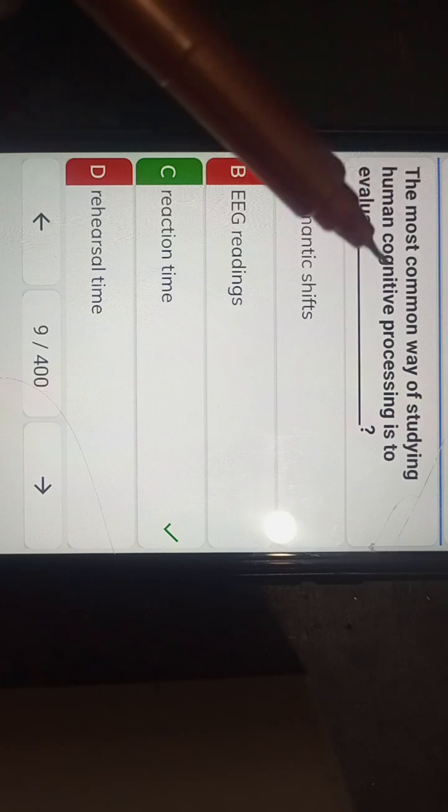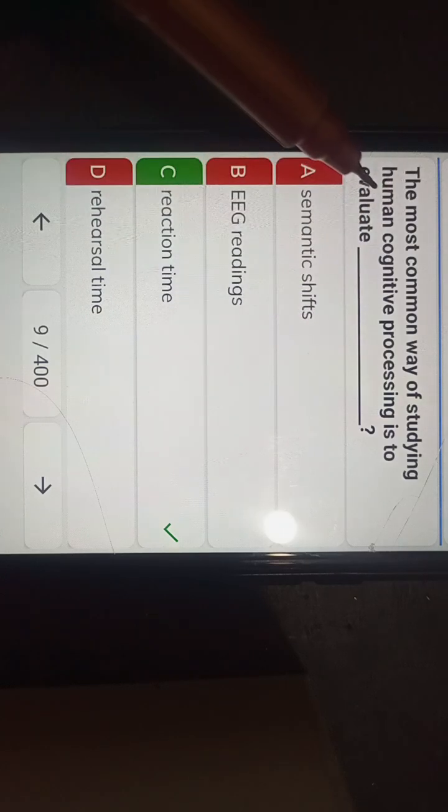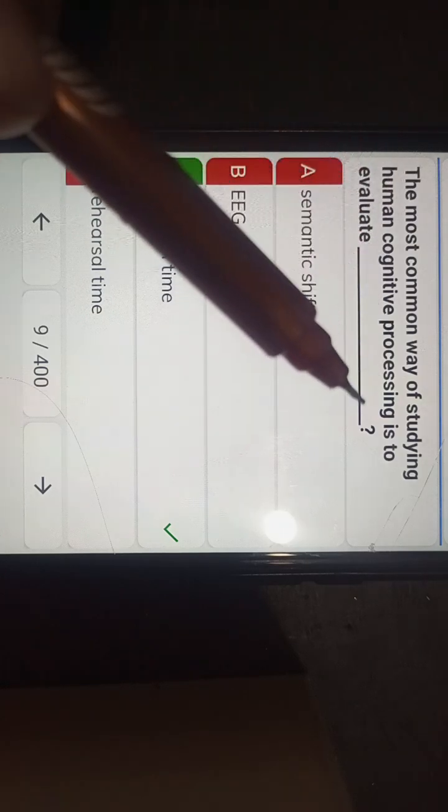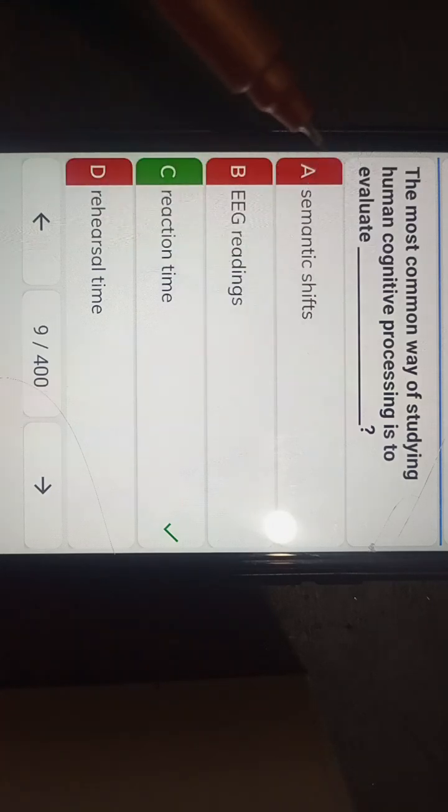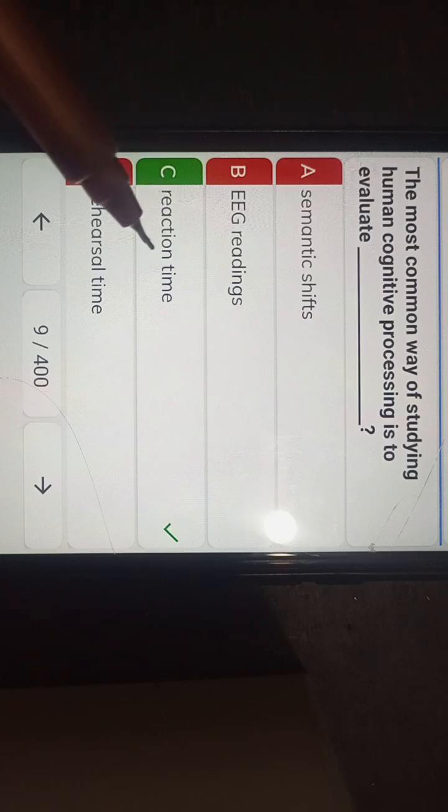The most common way of studying human cognitive processing is to evaluate. Answer A, B, C, D. The answer is D, reaction time.